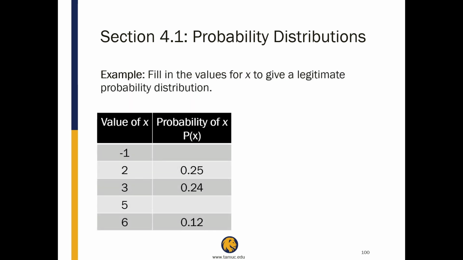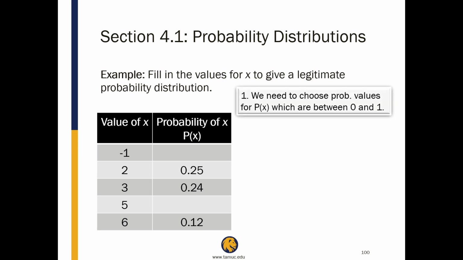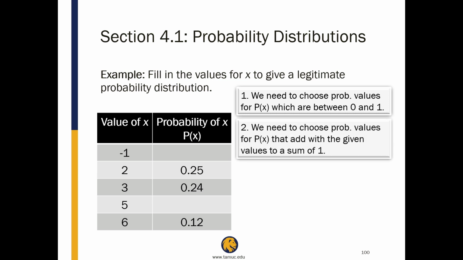Let's take out some numbers here and discuss what would need to go there to make it a legitimate probability distribution. So you've got your values of x, but we're not so much worried about those. The values of x can be anything. The probability values do need to fit the two criteria that were set out earlier. First off, we need to choose probability values which are between 0 and 1. And we also need the probability values to add up with those that are already there to get a sum equal to 1.